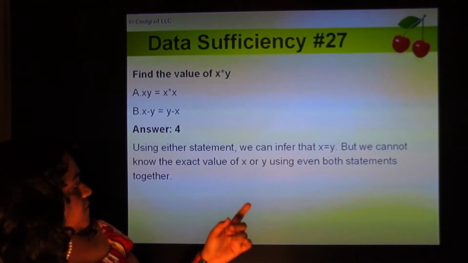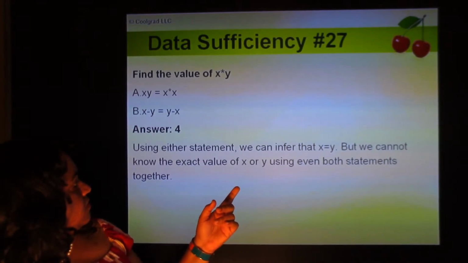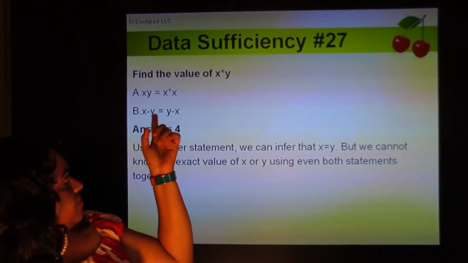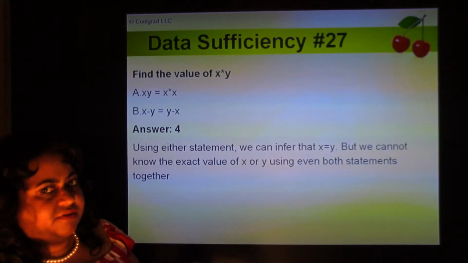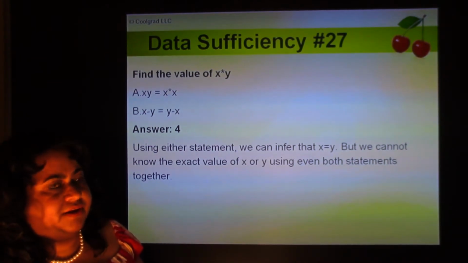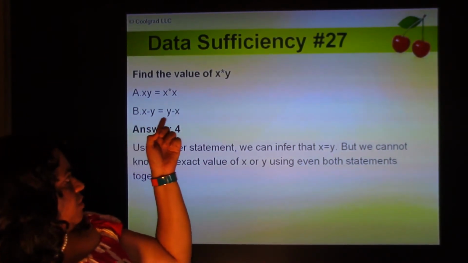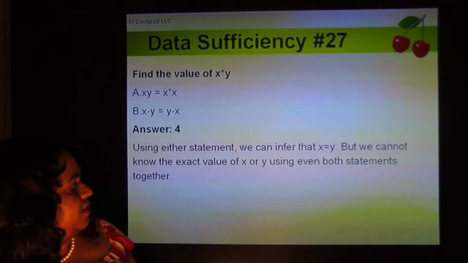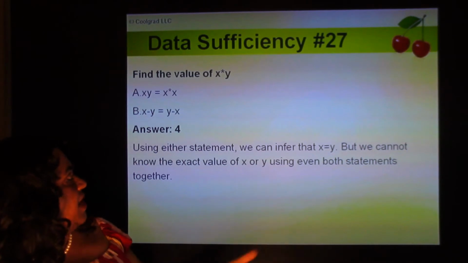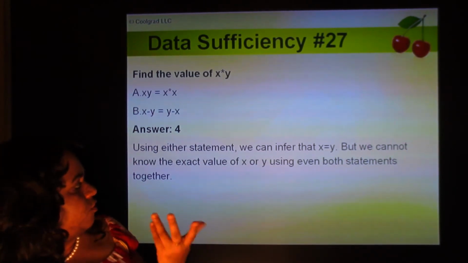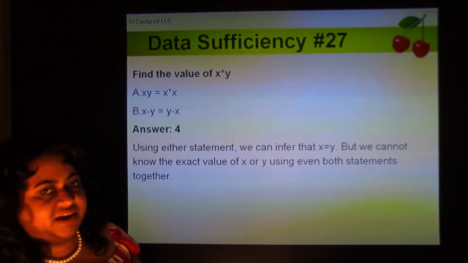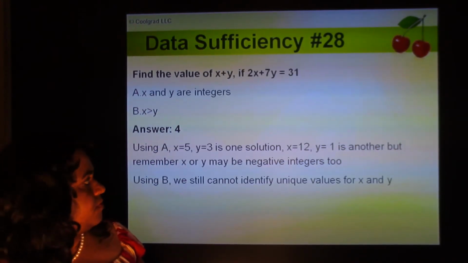And even if we say x equal to y, we still don't know the value of x and y, right? X minus y equal to y minus x. So if you just take x on this side and y on this side, we'll still say x equal to y. So using both the statements together, we still don't know the value of x or y. So both the statements together clearly are insufficient.